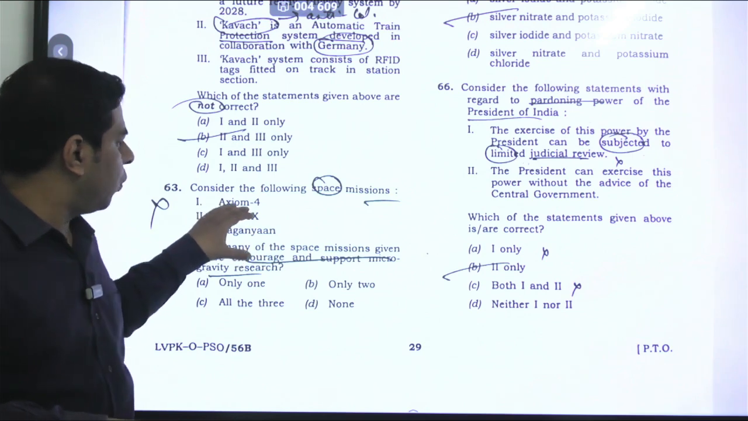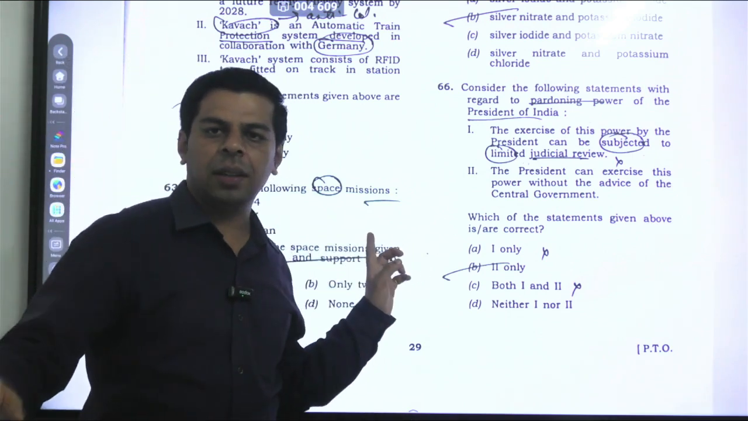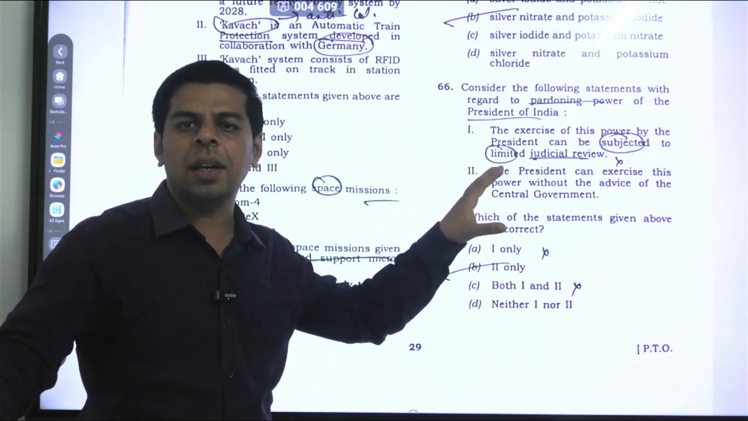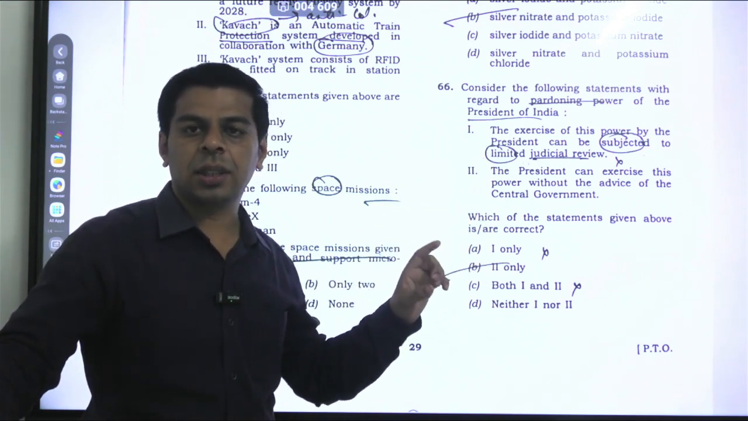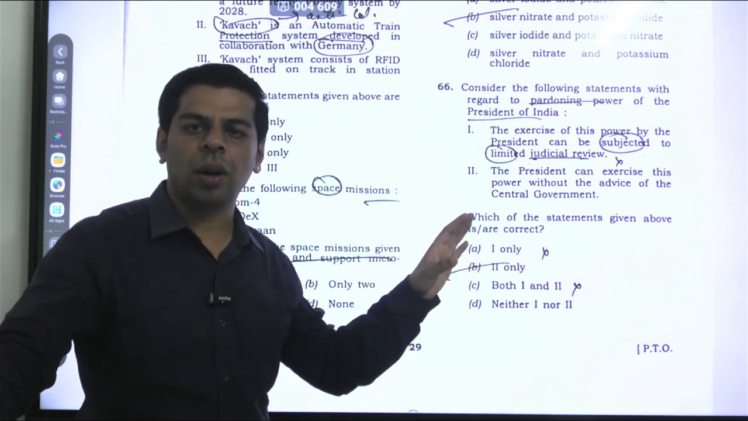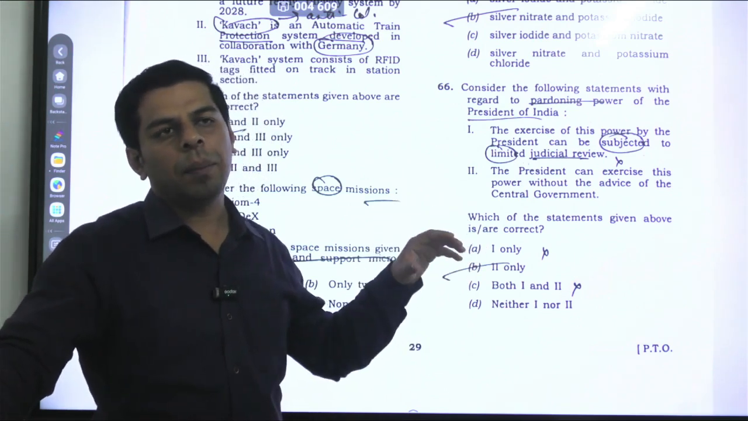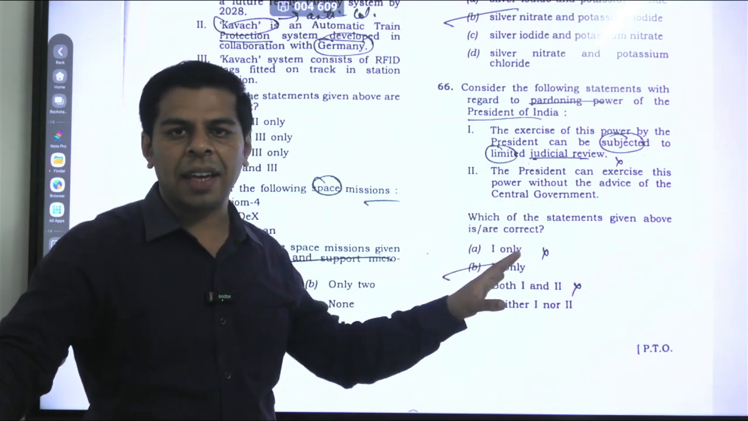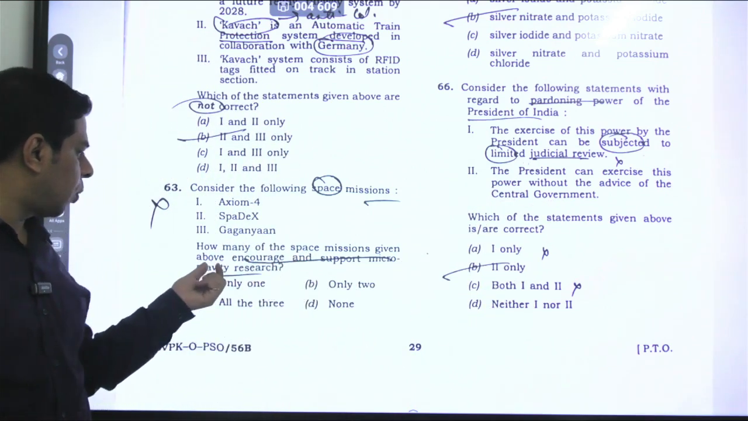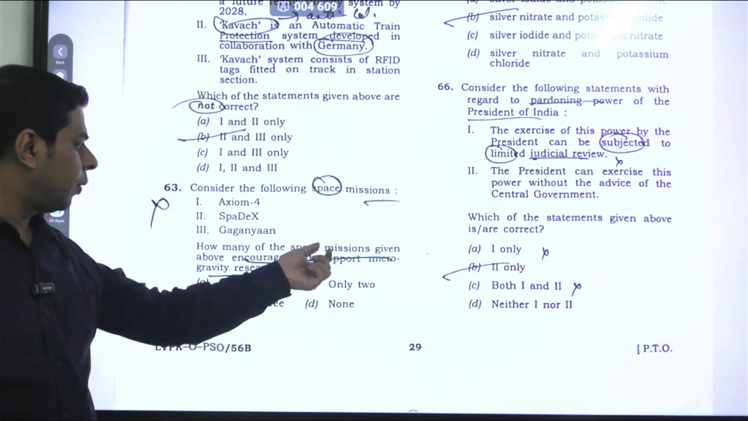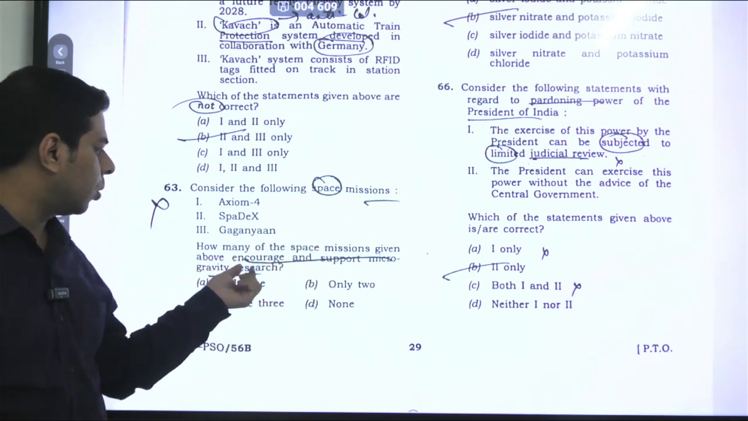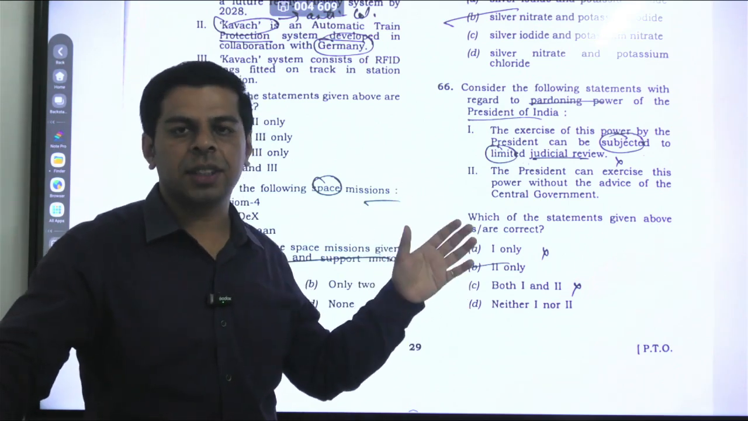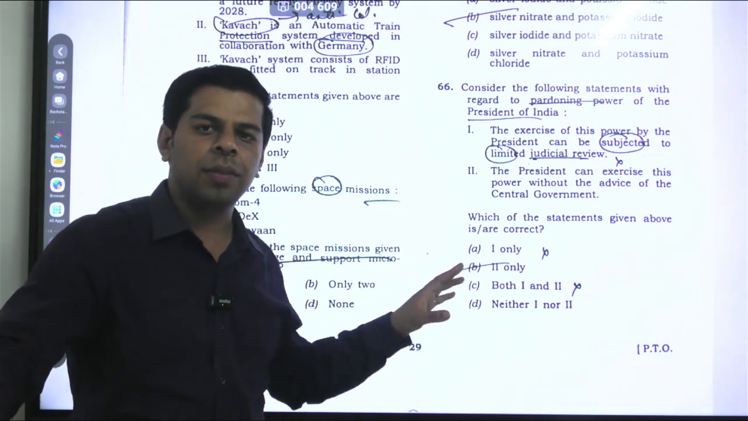So Axiom 4 was recently in the news. We have asked about it in our final mock test as well. It is the same mission which is carrying the Indian astronaut Shubhanshu Shukla, and it's carrying tardigrades, which are called water bears. The main purpose of this mission is to reach the International Space Station and carry out microgravity experiments, and that's what the question demands: which of the following missions can be attributed to microgravity research? The primary aim of Axiom 4, apart from the space experiments, is microgravity. The first option is correct.